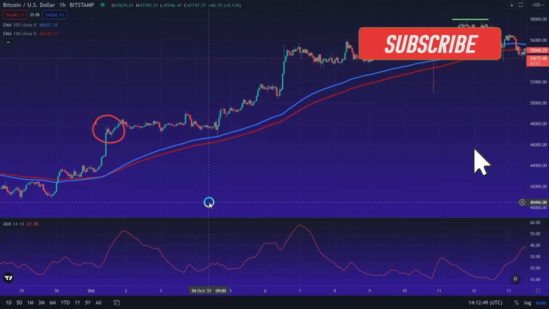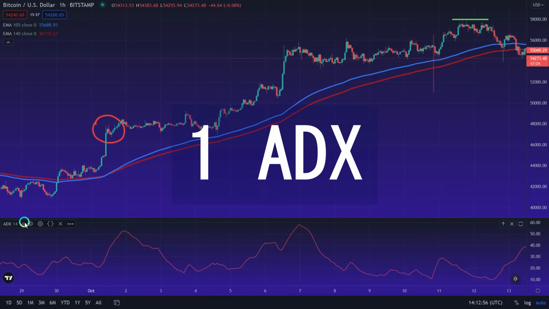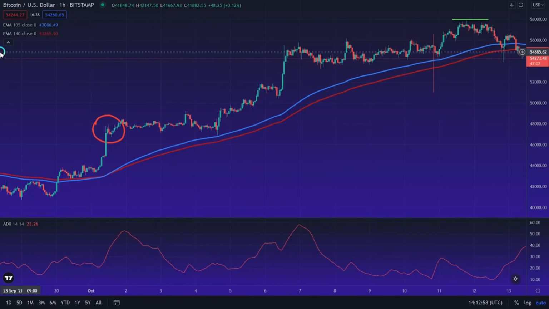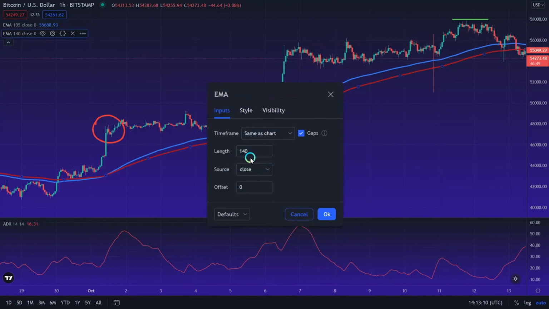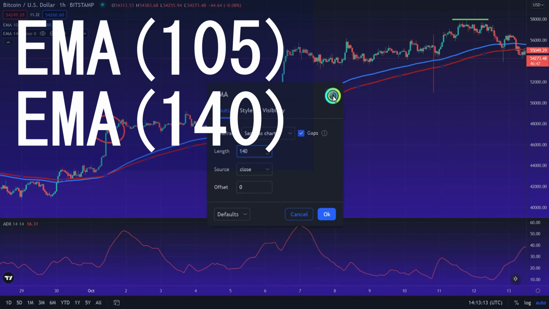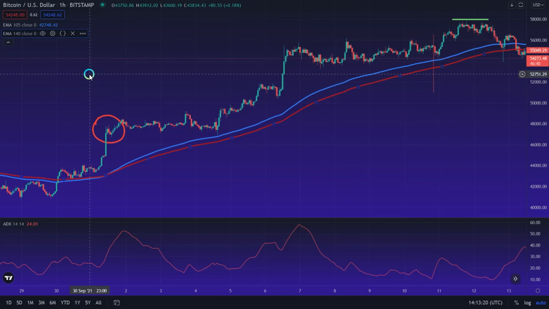So we will need two exponential moving averages for the buy entry rules and one ADX. The numbers are the following. First, we will need a 105 exponential moving average, and then we will need a 140 exponential moving average.